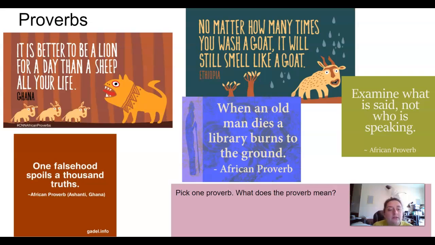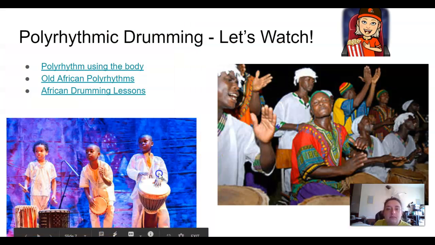One falsehood spoils 1,000 truths. No matter how many times you wash a goat, it will still smell like a goat. When an old man dies, a library burns to the ground. Examine what is said, not who is speaking. I'd like you to pick one, and tell me what it means for us, for daily life.